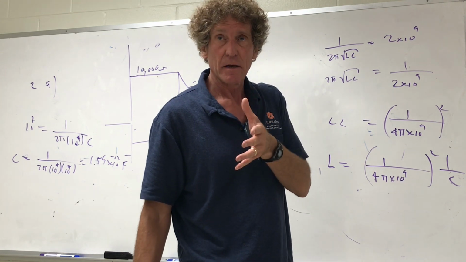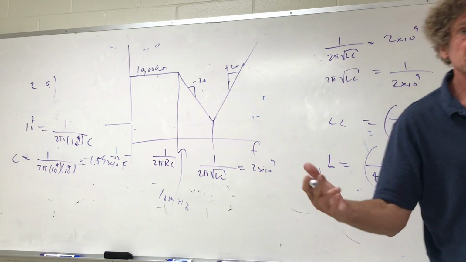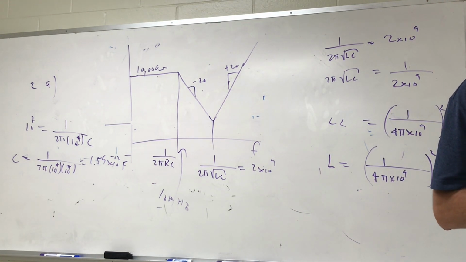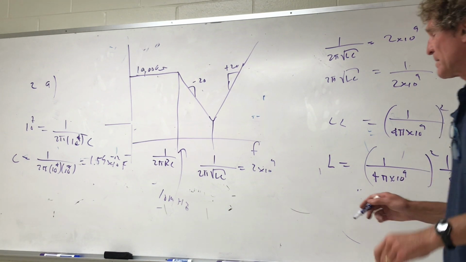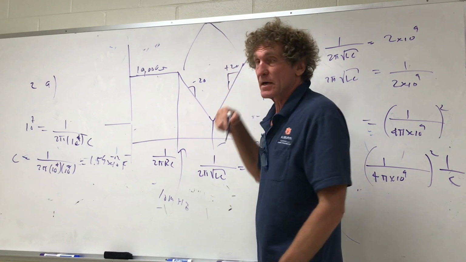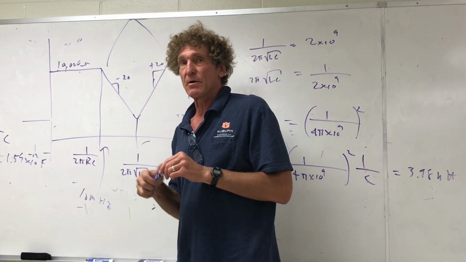What is the answer for that? 3.98 nanohenries. You just get C from the low one, you get L from the mid one for the resonant frequency, and anytime you see a resonance, either a V or a notch like that, the resonant frequency is always going to be 1 over 2 pi square root of LC.